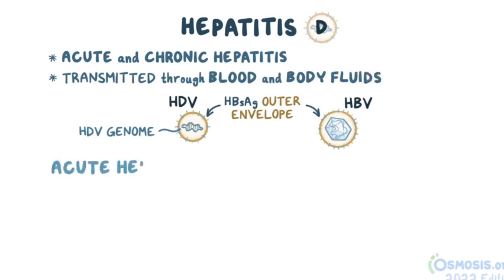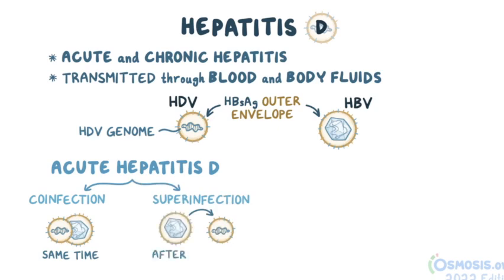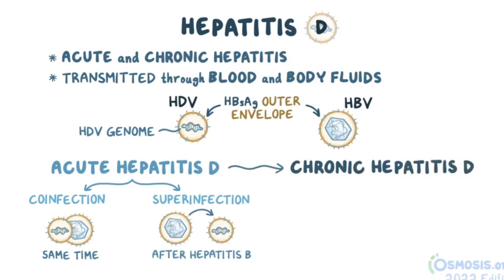Now, acute hepatitis D can be due to a co-infection, meaning that both B and D viruses infect the individual at the same time, or a superinfection, meaning that hepatitis D infection occurs after there's a pre-existing chronic hepatitis B infection. Oftentimes, an acute hepatitis D infection doesn't get cleared, and it turns into a chronic hepatitis D infection.